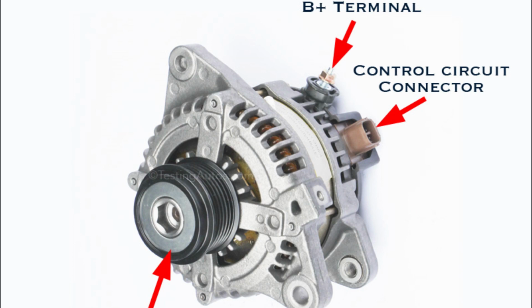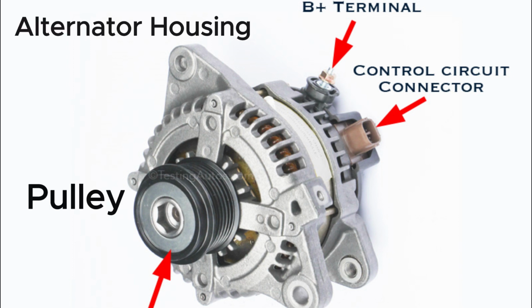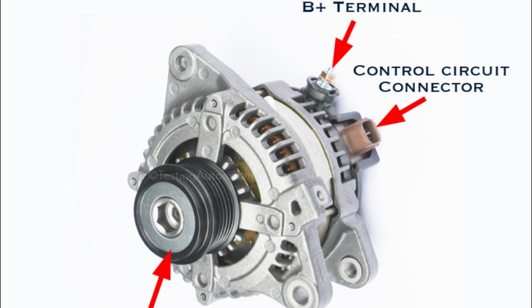Now let me explain the key components. An alternator is a complex electromechanical device composed of several key components, each playing a vital role in its operation. Here's a comprehensive list of the main parts of an alternator and how they work.